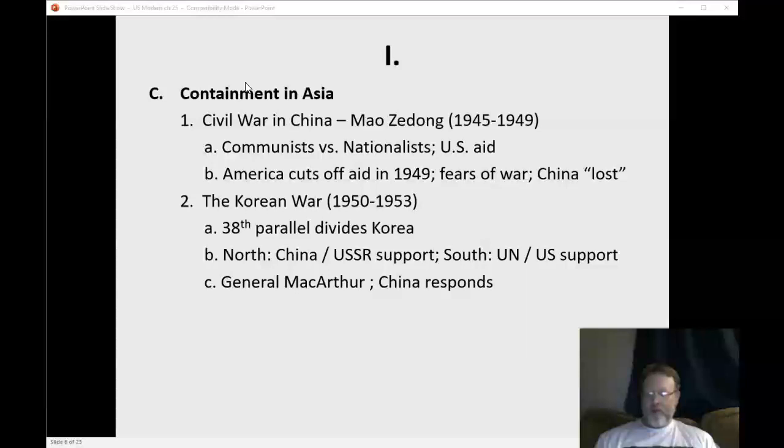Nonetheless, the war then lasts for about 3 years. By the way, you should know, think about how many wars we fought. Off the top of your head, how many times have we been in war in the last 70 years? I know Europe and Asia and Africa and Central America and all these other places we've been, Middle East.